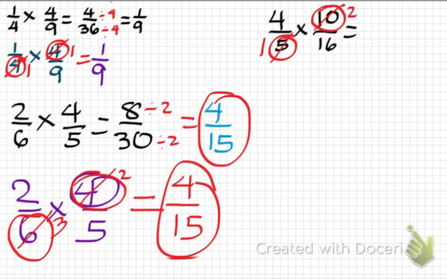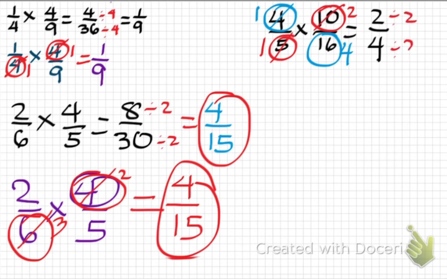Now we still have other numbers that share a common factor, which is 4 and 16. 4 divided by 4 equals 1. 16 divided by 4 equals 4. Now let us multiply straight across. 1 times 2 equals 2. 1 times 4 equals 4. Now 2/4 can still be reduced. So the common factor between 2 and 4 is 2. So 2 divided by 2 equals 1 and 4 divided by 2 equals 2. So there you go. We have our simplified fraction.